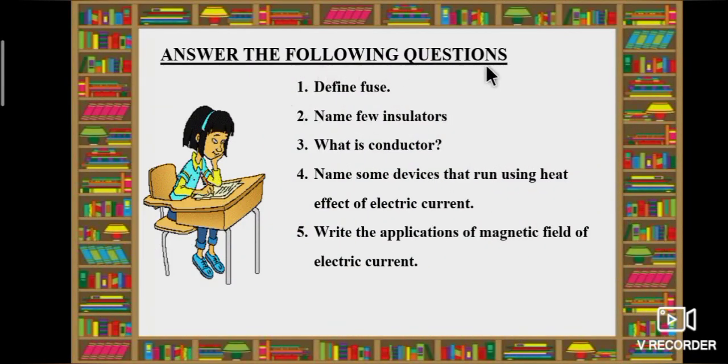Answer the following questions. First question, define fuse. Second question, name a few insulators. Third question, what is a conductor? Fourth question, name some devices that run using the heating effect of electric current. Fifth question, write the applications of the magnetic effect of electric current.